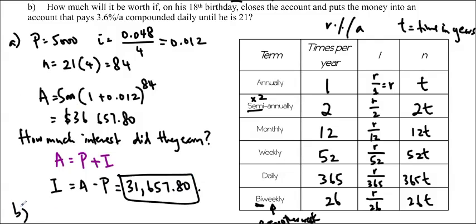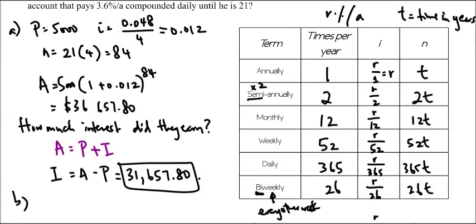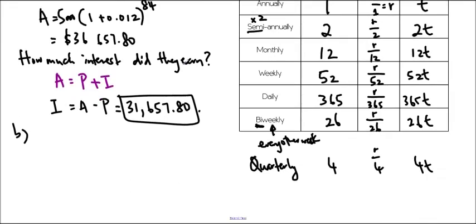And so for part B, how much will it be worth if on his 18th birthday he closes the account and puts the money into an account that pays 3.6% per annum compounded daily until he is 21? This actually could be a pretty good idea, because compounding daily means that we could get a little bit extra money on it. If we are compounding more frequently, then we will earn more money. So that is a good thing, but 3.6% per annum is a lot lower than 4.8% per annum, so we'll try it out and we'll see.